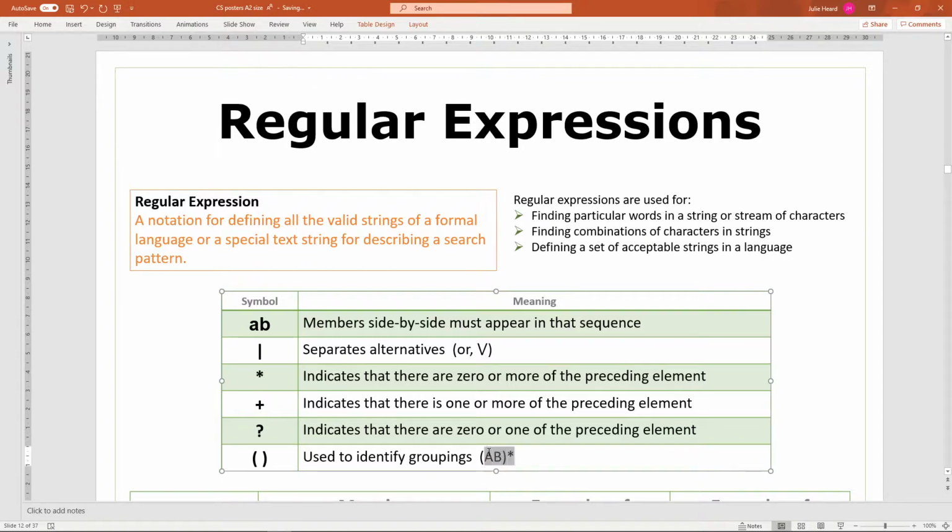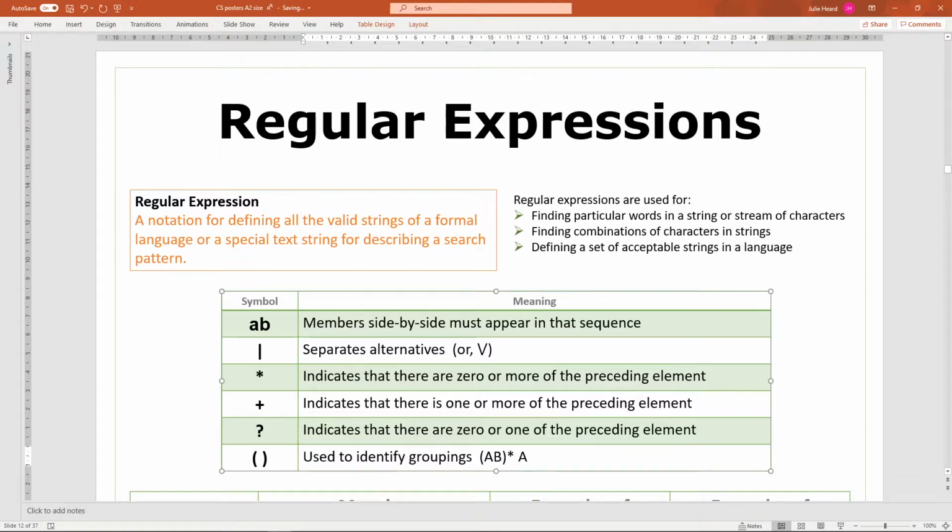Now, when you've got brackets, that's saying that everything inside the brackets, so AB, is my preceding element. We're treating that as an element now. So I can have 0 or more AB. So I can have AB, I can have nothing, I can have AB, AB, AB, AB. That is absolutely fine.